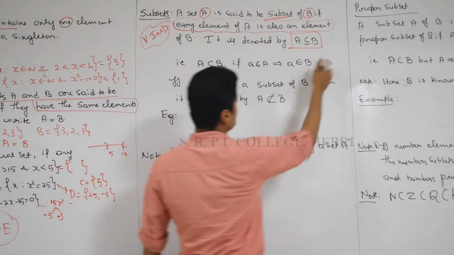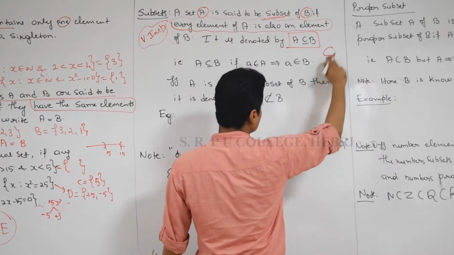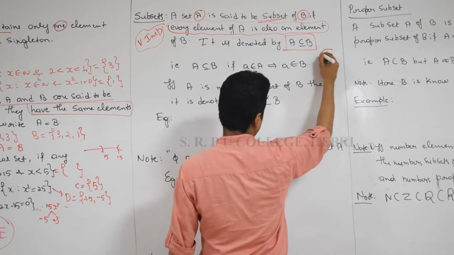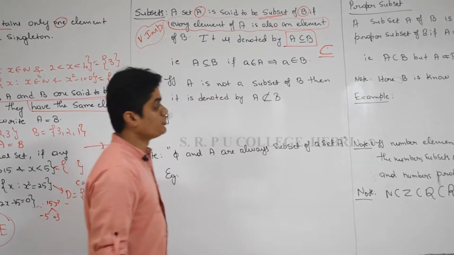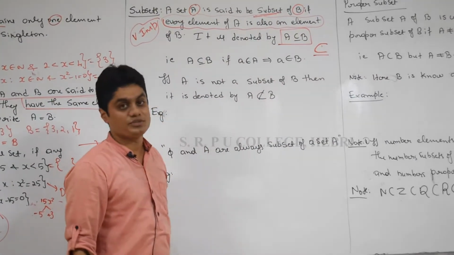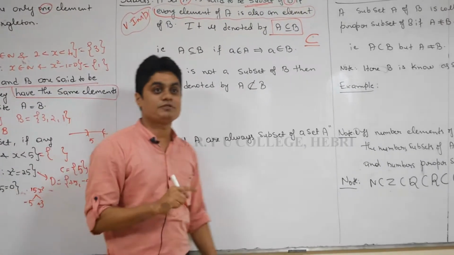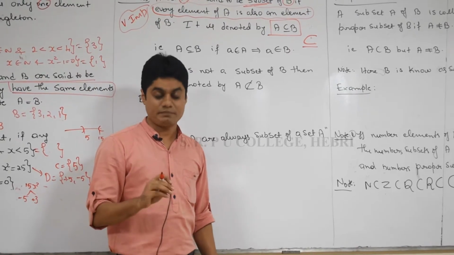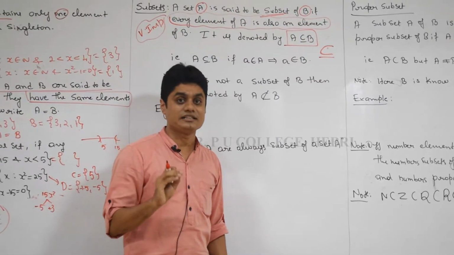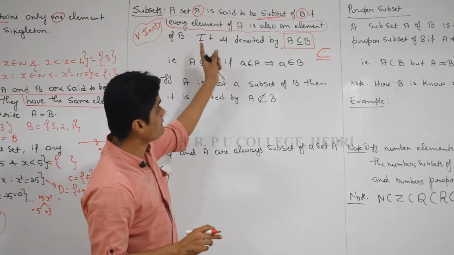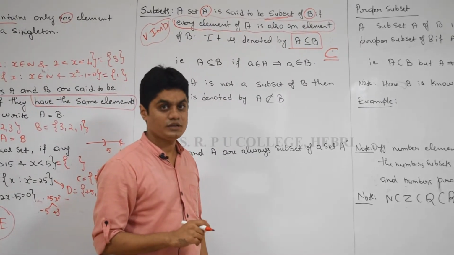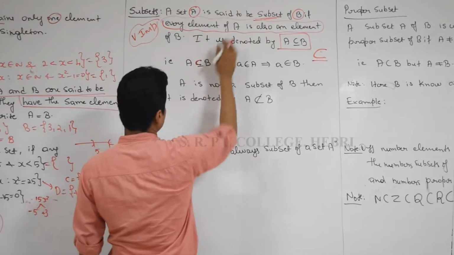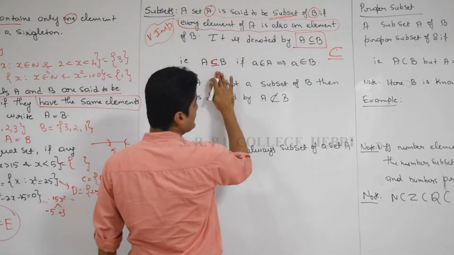It is denoted by A is a subset of B. Textbooks sometimes use another symbol, but that will be used for the proper subset. So the right notation is this, use this notation only. When every element of A is present in set B, then A is called a subset of B. So remember the notation. This is in terms of a sentence; in terms of notation, it can be represented like this.